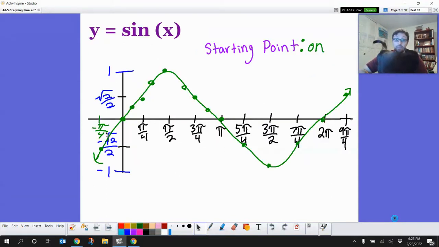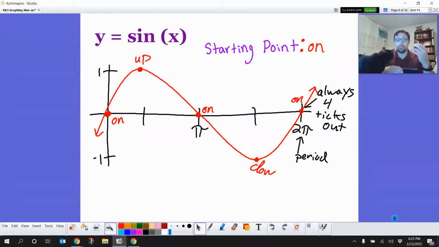Something similar happens with sine. So sine starts on the axis and then moves up as we get bigger values for our radian measure, and then shrinks down below the axis and then back up. We can do that same sort of simplification. For sine, it goes on, up, on, down, on.